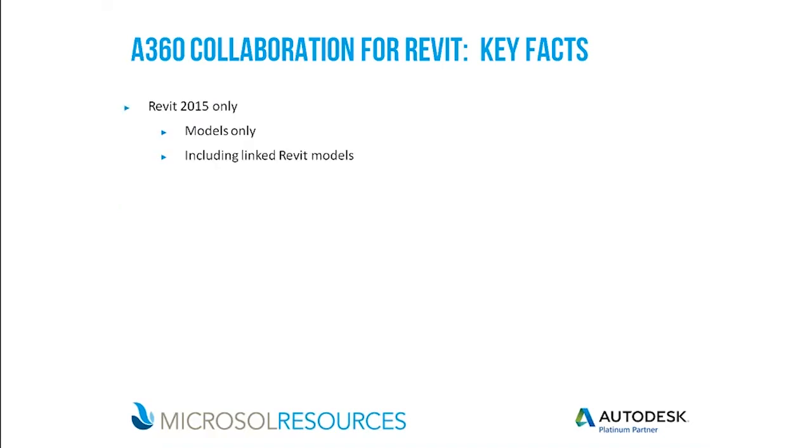This is for Revit 2015 only, and the collaboration portion extends only to models. So in terms of sharing data, uploading data, you can upload whatever you want, but in terms of real-time collaboration, it is only with the models. However, you do have the ability to link Revit models in A360 Collaboration for Revit. So if you have 2 or 3 or 4 models that are all linked, they're all in A360 Collaboration for Revit, everything will update. All the changes in all the linked models will be pushed out in real time.